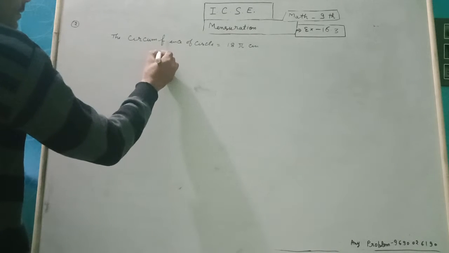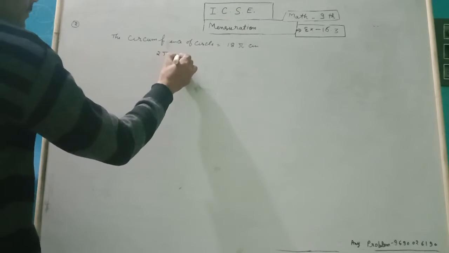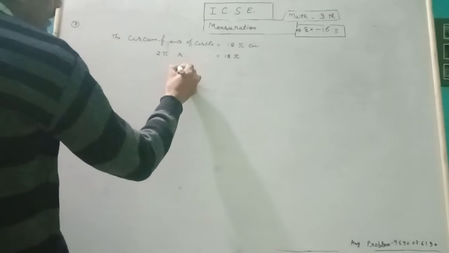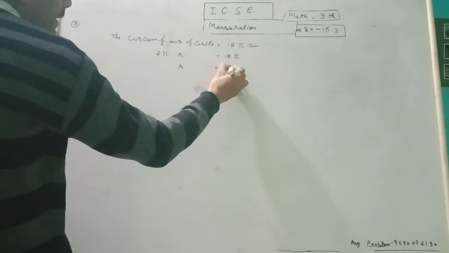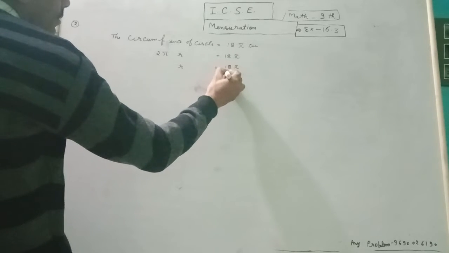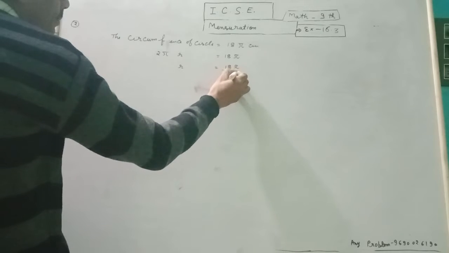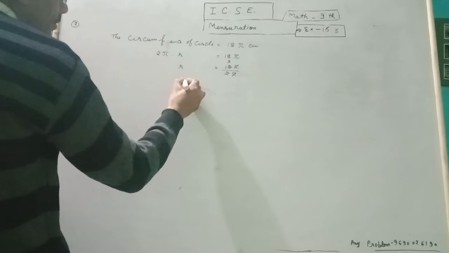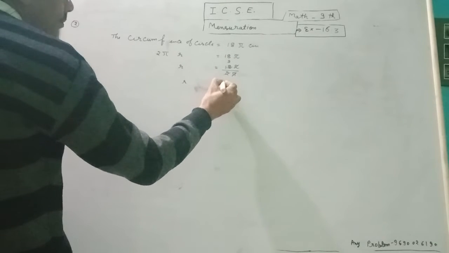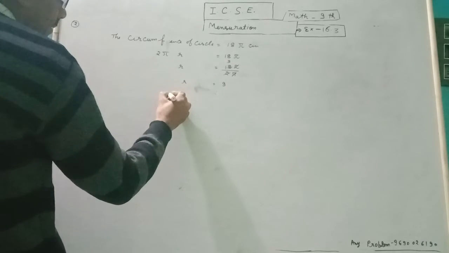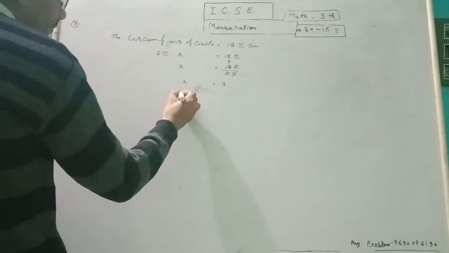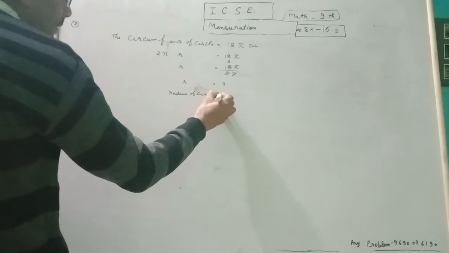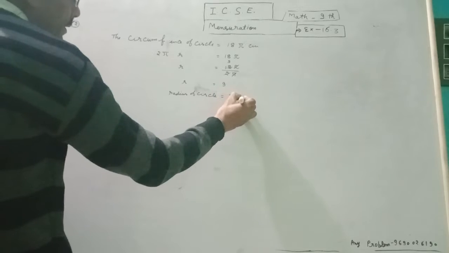Circumference formula is 2 pi r is equal to 18 pi. r is equal to 18 pi upon 2 pi. Pi cancels with pi, and 2 nines are 18, so r is equal to 9. The radius of the circle is equal to 9 cm.